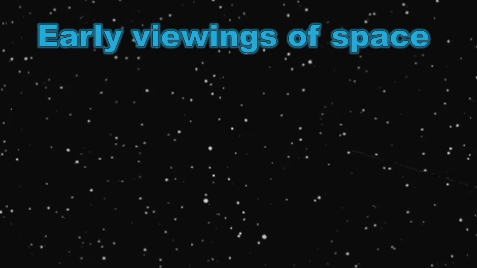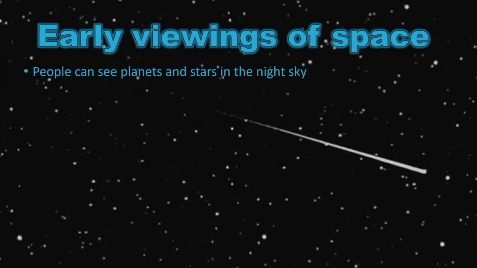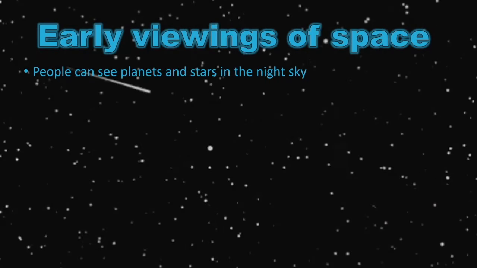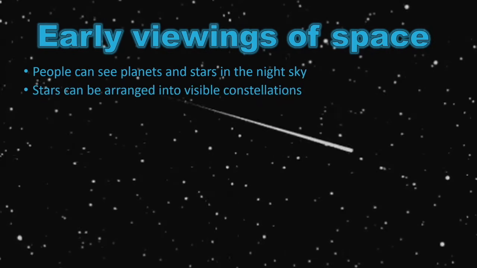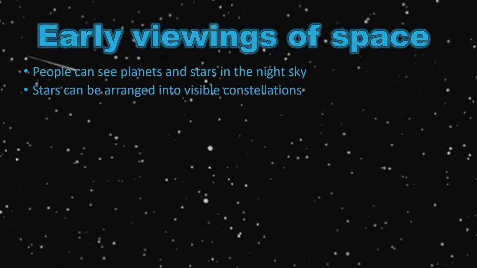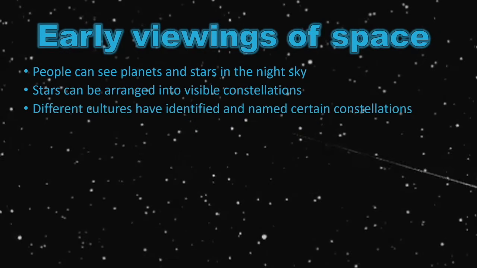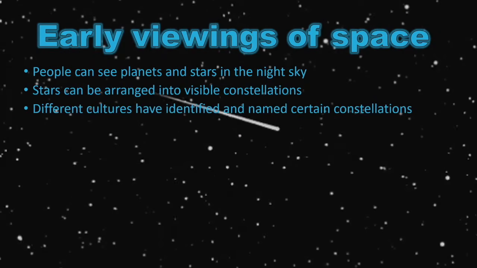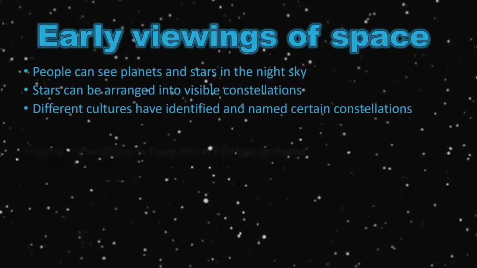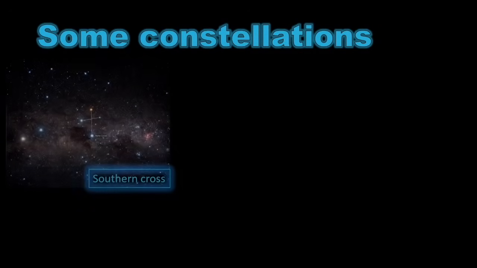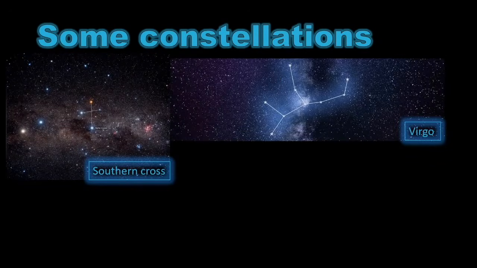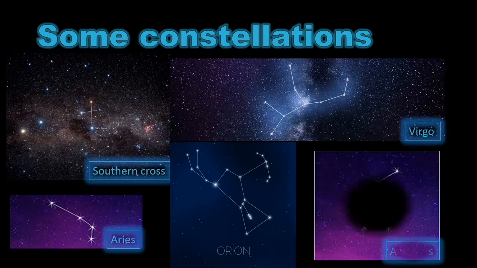So let's have a look at early viewings of space. People can see planets and stars in the night sky, of course with a little bit of help. Some of these stars have been arranged into visible constellations. Different cultures have identified and named certain of these constellations, and there are also some stories linked to them. Here are a few common constellations: the Southern Cross, Virgo, Orion, Aries, and Aquarius.